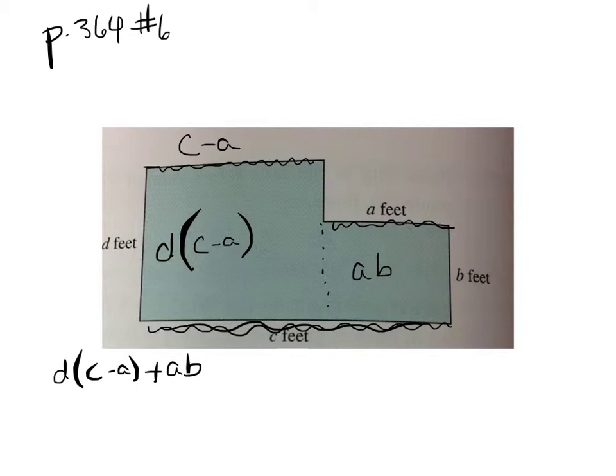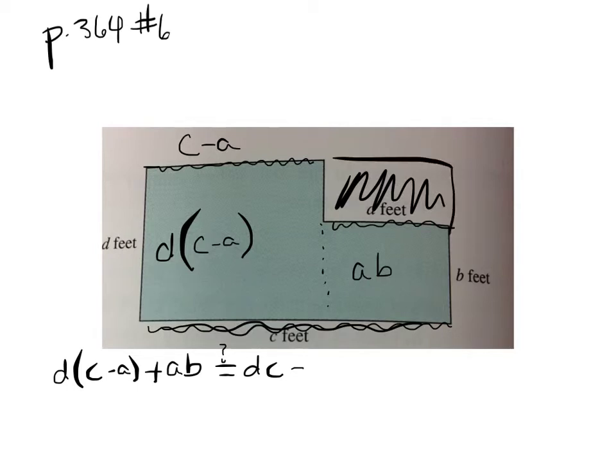This then became the question: is this equivalent to, or how can we show that it is equivalent to, the first expression, which was DC, the whole rectangle, minus the subtraction of this little rectangle out here? And if you recall, that was D minus B times A.